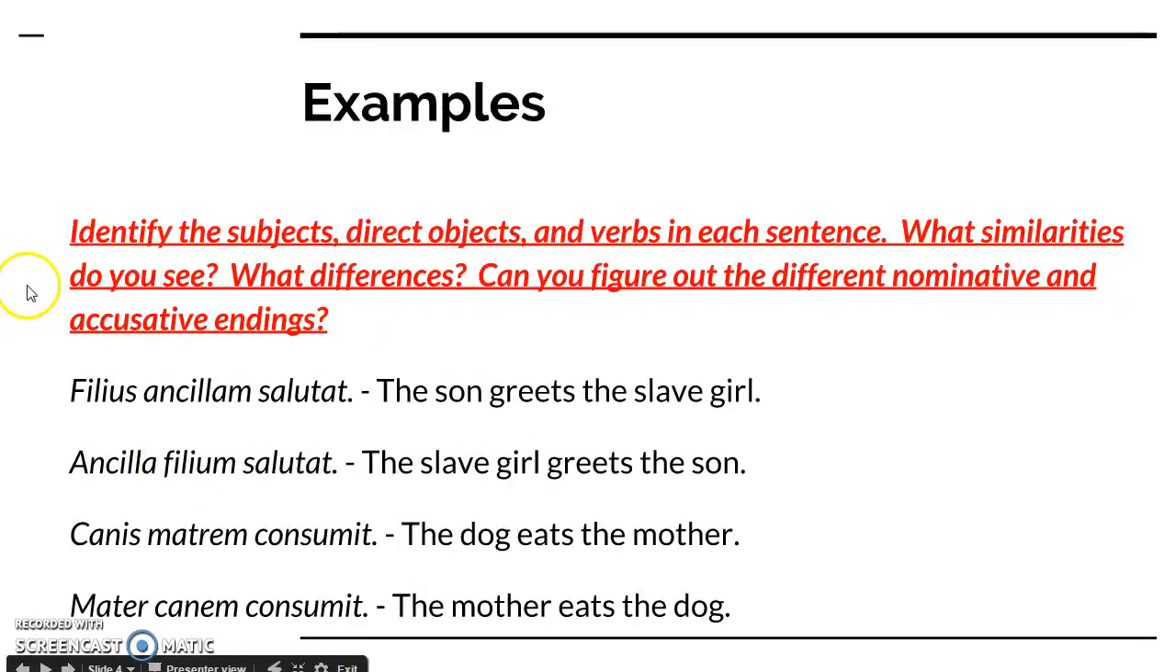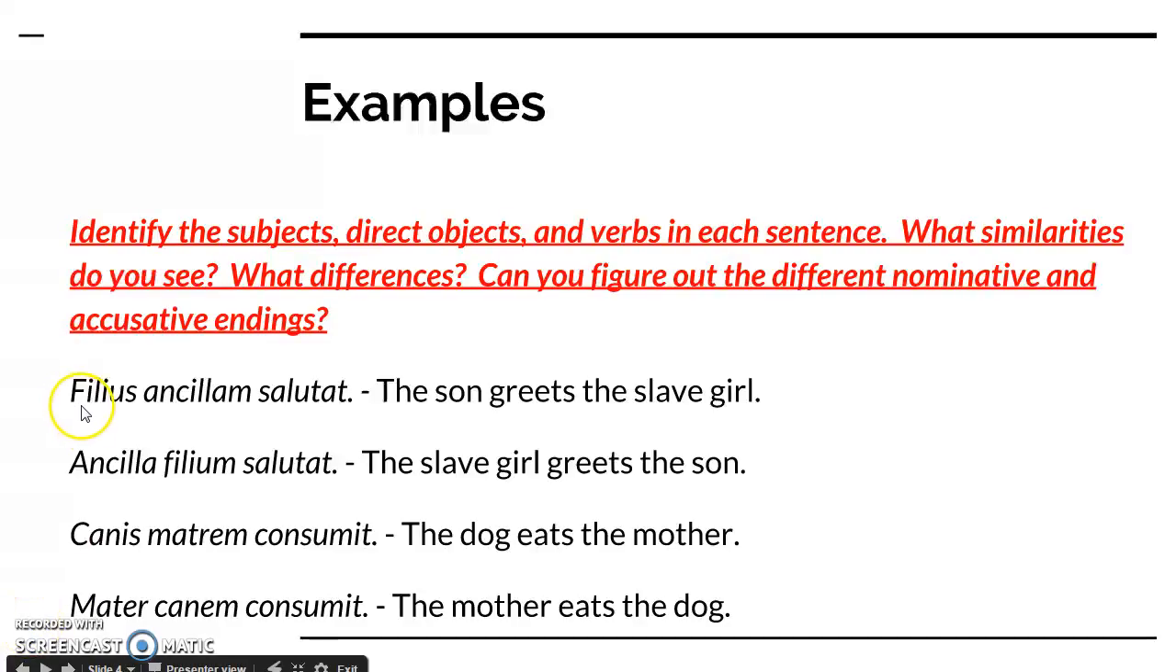So let's look at some examples. It says, identify the subjects, direct objects, and verb in each sentence. What similarities do you see? What differences? Can you figure out the different nominative and accusative endings? First question, identifying the subjects, direct objects, and verbs in each sentence. Remember that subjects do the action, direct objects receive the action, and verbs are the action itself in a sentence. I'm going to let you pause the video and go over these. You can copy these Latin sentences down and identify for yourself on your own sheet of paper. When you're done, keep playing the video.